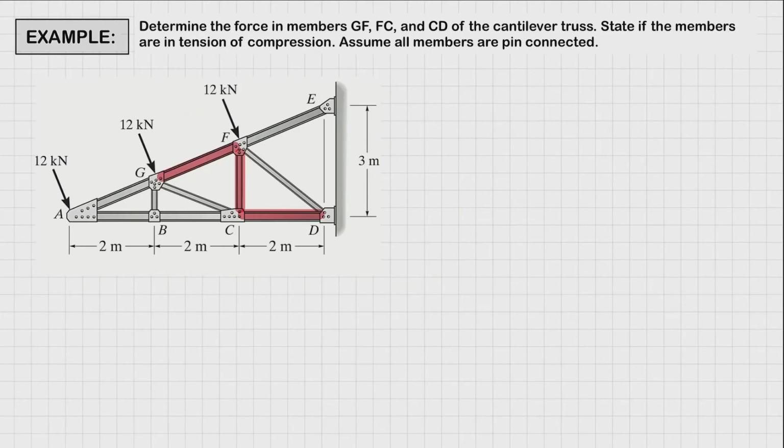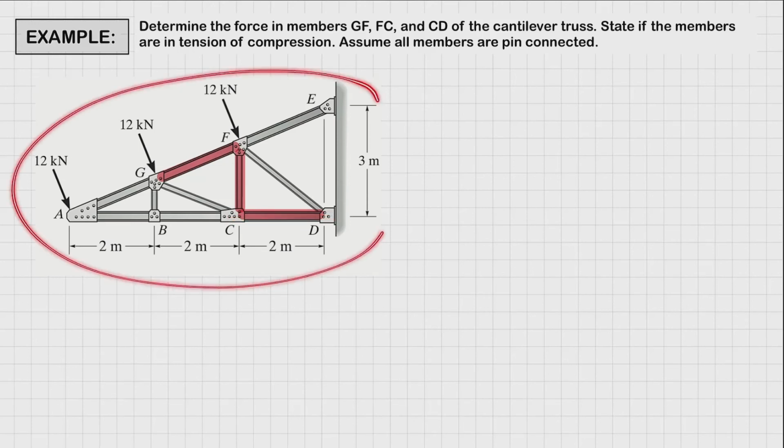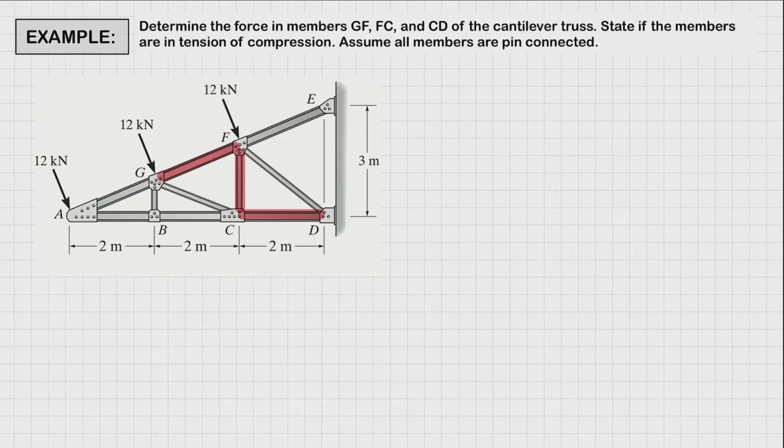Right, so next problem, we're going to determine the force in members GF, FC, and CD of the cantilever truss shown right here. And then we're going to say if the members are either in tension or compression. We're going to assume that all the members are pin connected, right? So first, let's establish some dimensions first that we are going to use in our solutions. So let's start with these dimensions.